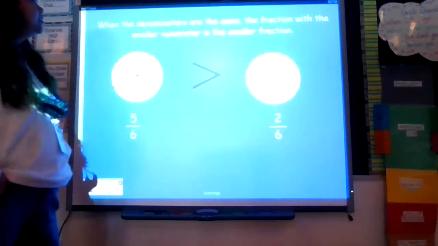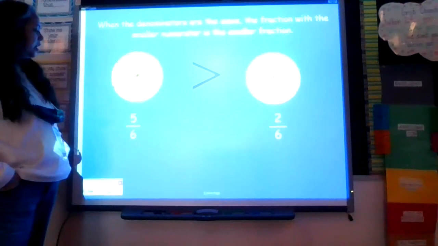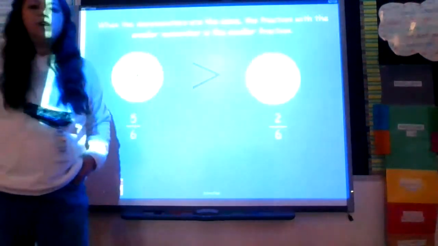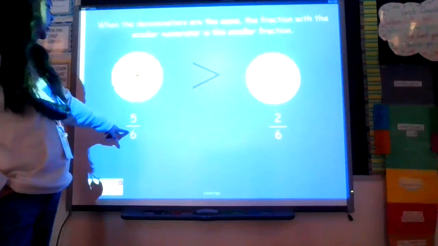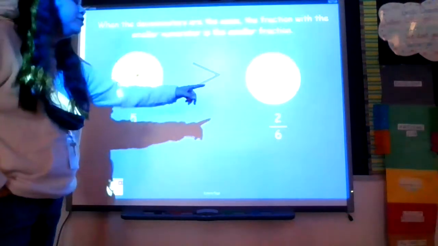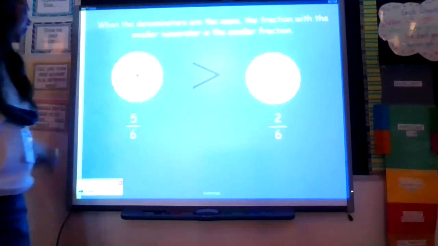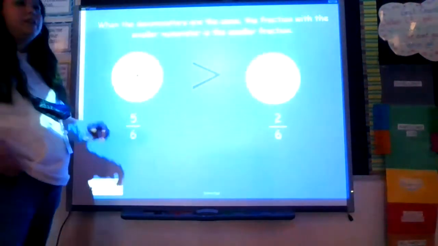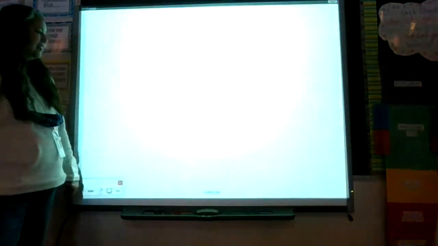When the denominators are the same, the fraction with the smaller numerator is the smallest. Here the whole has been divided into the same parts, and we're used to looking at it this way. If I have 5 pieces out of 6 of the pie, or I have 2 pieces out of a pie that's in 6 equal parts, obviously the 5 is bigger. And so that's how, when the denominator is the same, we just look at the numerator, and the bigger the numerator, the bigger the fraction.